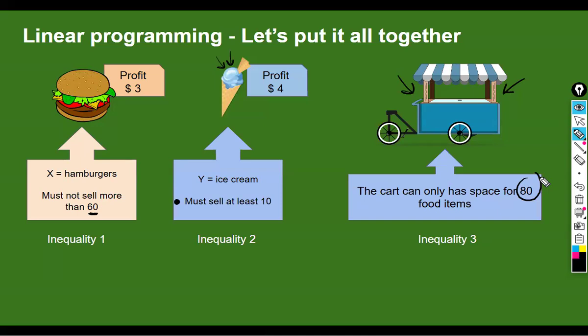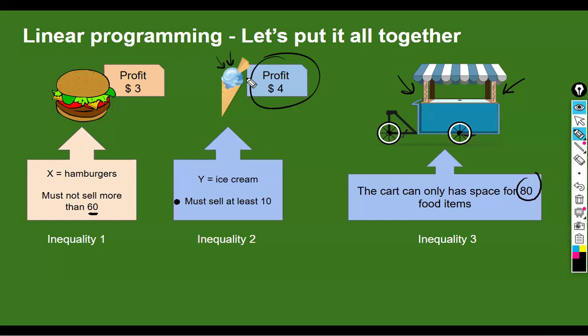I mean, it seems like a reasonable thing, right? But ask yourself, would splitting it down the middle be good for business? Because look at it. Which one has a bigger profit? The bigger profit is for the ice cream. Look at it. Each ice cream you sell is $4. Each burger you sell is only $3, right? So shouldn't you make more space for the ice cream? So I don't think it's a good idea to split it down the middle.